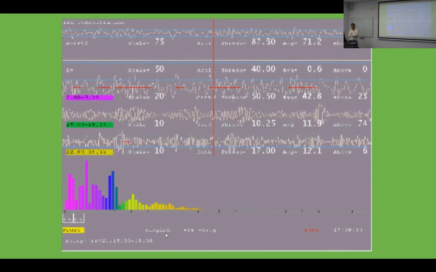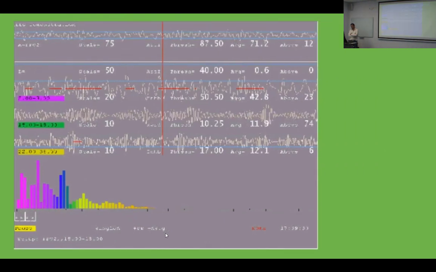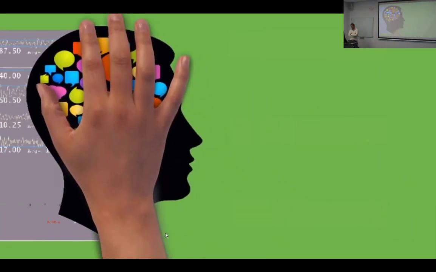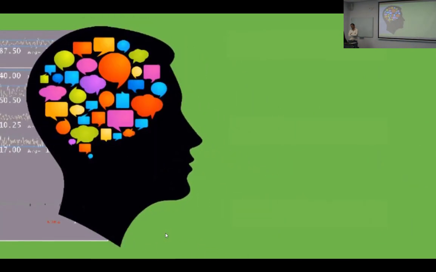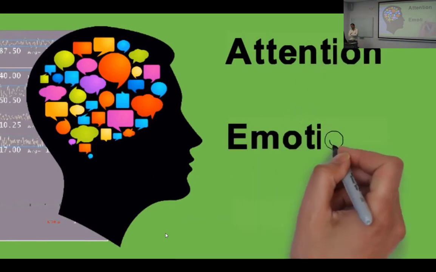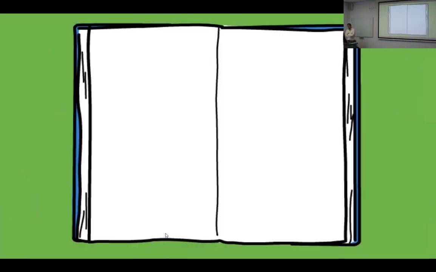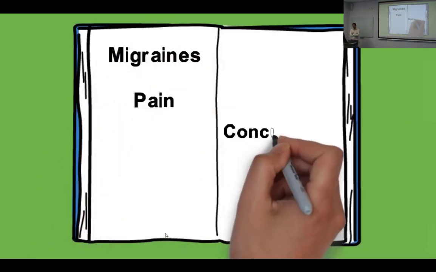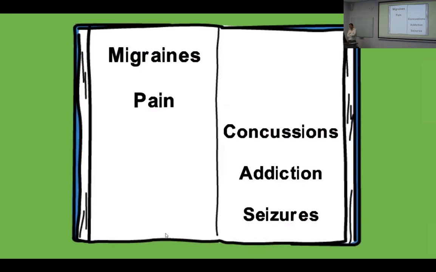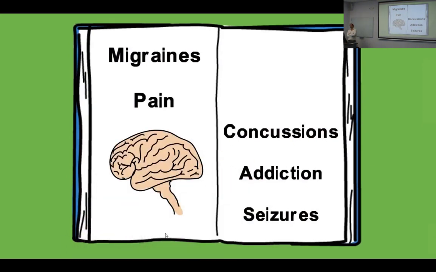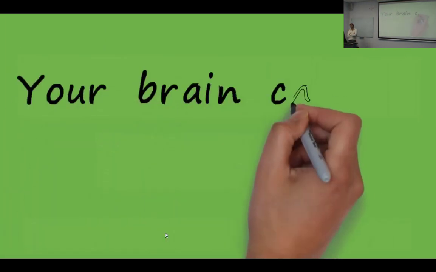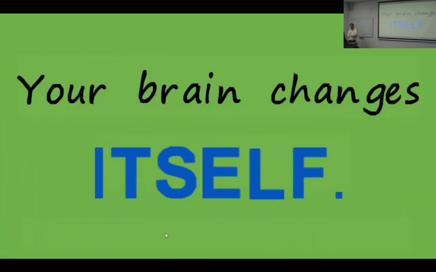Neurofeedback measures brain activity, like brain waves, and it helps you make more or less of certain brain patterns. By changing brain activity, or by changing how one area of the brain talks to another, you can improve attention, control of your emotions, and behavior. There's research on how it helps migraines, pain, concussions, addiction, and seizures. But what do all these have in common? They're brain issues. With neurofeedback, your brain changes itself. And when it does, typically any of these issues improve.